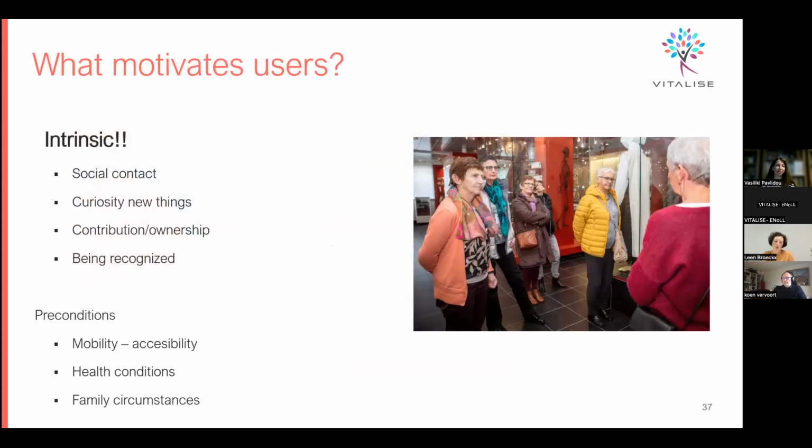Thank you, Vasiliki. So we did some research on what motivates users to be involved, and what we found out is that the motivation is more on the intrinsic part. It's about social contact, meeting other people, the curiosity for new things, but they also want to contribute to society, to the future organization of care and care products, health devices.